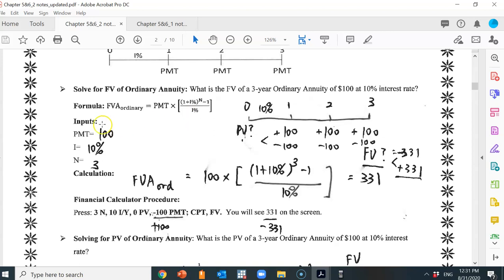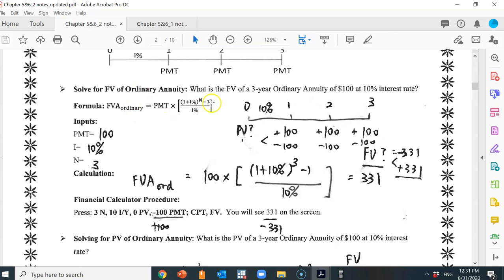For this formula, if you're interested in how we derive it, you can contact me through email or set an appointment with me. I can show you the derivation of how we get this formula. Basically, we treat the payments of the annuity as a geometric series, and we use the summation formula of a geometric series.